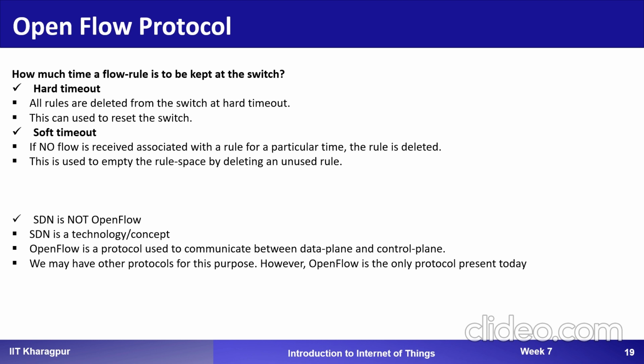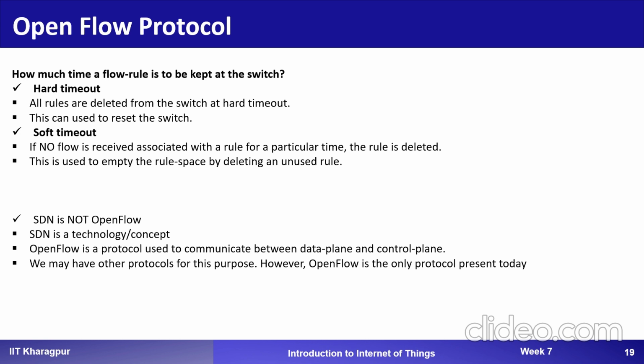So basically timeout will tell after what amount of time you are going to delete the rules from your flow table. Consider that the hard timeout is 30 minutes. So after every 30 minutes, all the rules which are stored at your flow table will be deleted. And soft timeout means if a particular flow is not utilized since long, you are going to delete that particular rule.